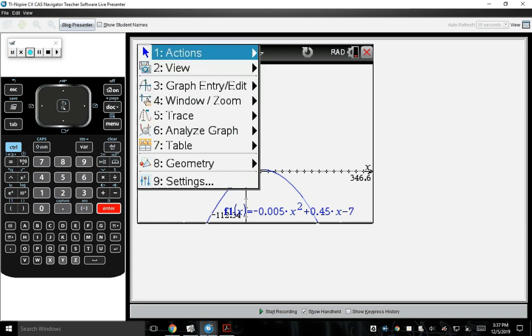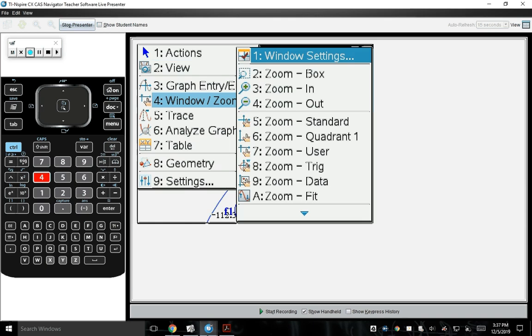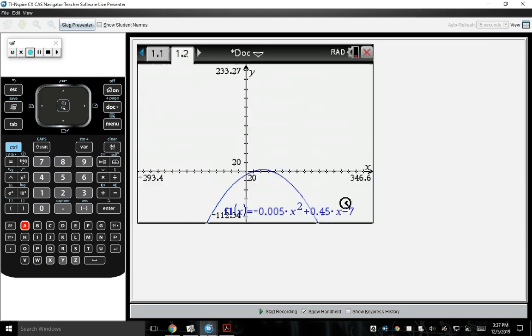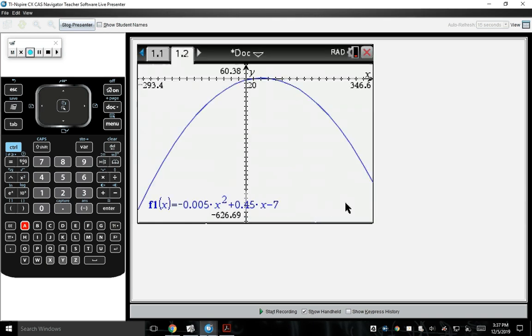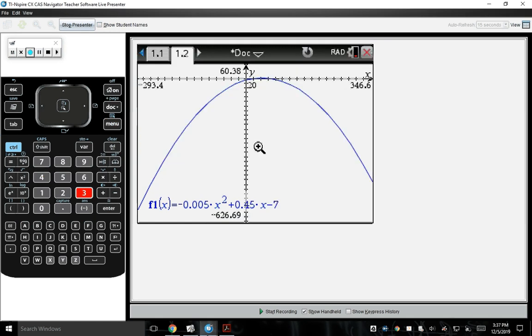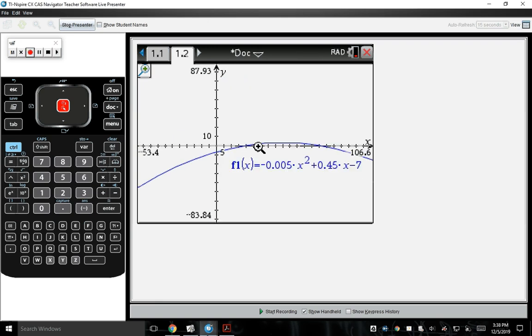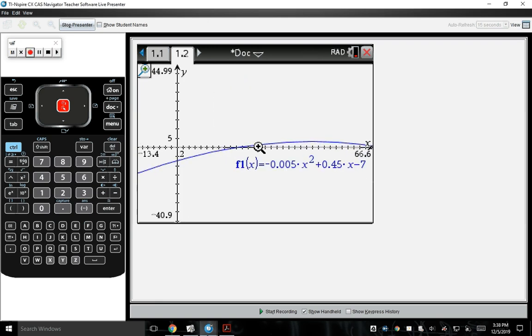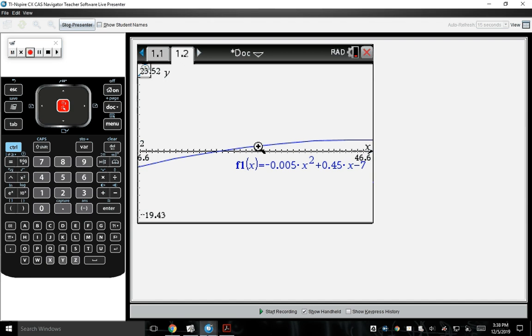Okay, so here we go. Menu, window, A for zoom fit. And now we can quickly find menu 4, zoom in, and I can zoom in on trying to find those x-intercepts. Okay, and you would see I could calculate those x-intercepts the same way to get the answers.